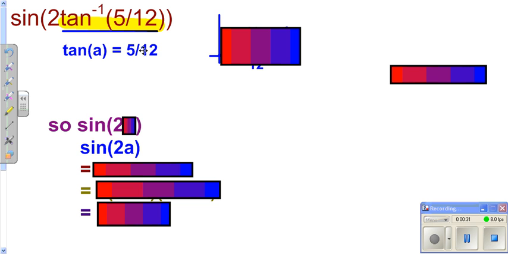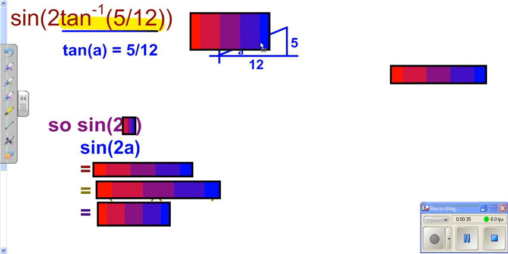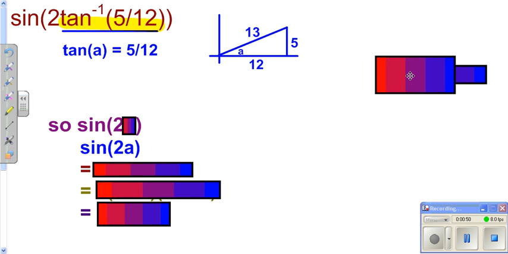When is tangent equal to a positive? That's only in quadrant 1. So we'll draw ourselves a triangle in quadrant 1. Come out from the origin, make a right angle to the x-axis. Opposite over adjacent, so opposite is 5, adjacent is 12. Use your Pythagorean theorem, you get your hypotenuse to be 13.